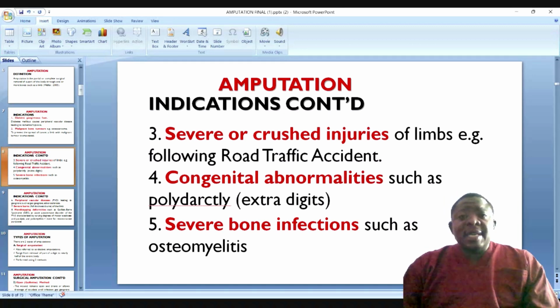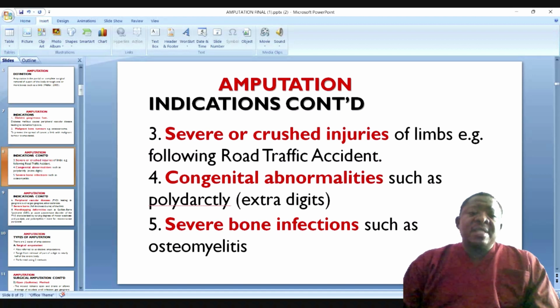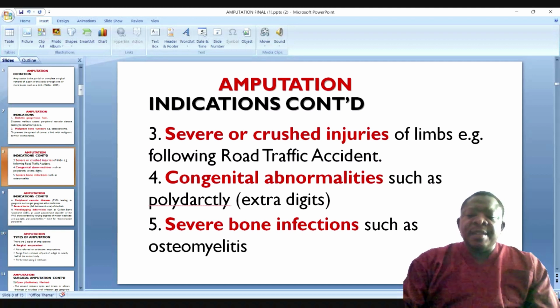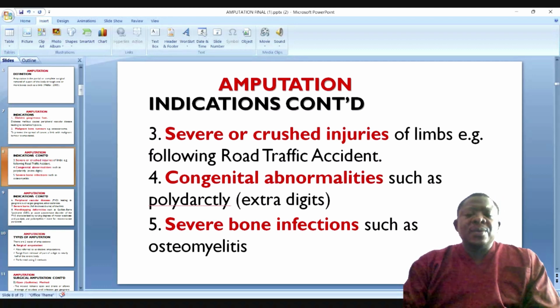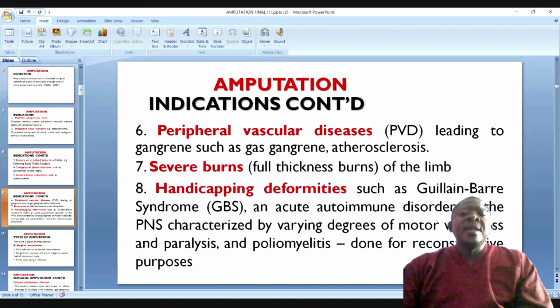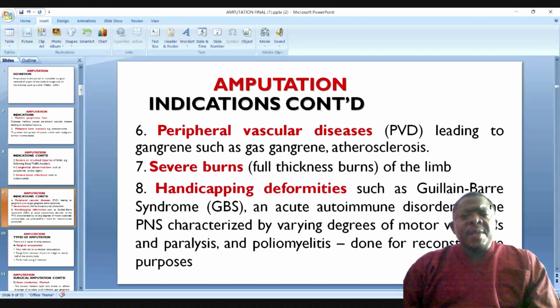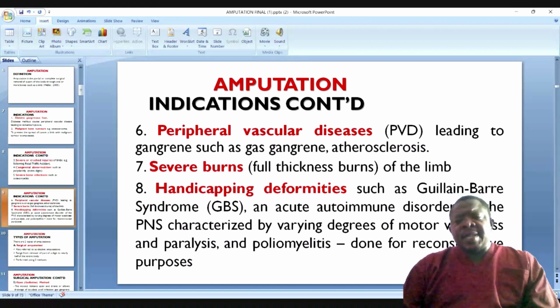Then the other indication that we can talk of is severe bone infection, such as osteomyelitis. In this severe infection, we don't want the infection to spread to the rest of the body, so we may have to go for amputation. The sixth indication or reason for amputation would be peripheral vascular diseases.